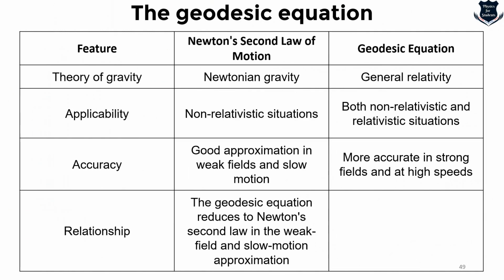Here is a nice comparison. The feature, Newton's second law and geodesic equation, you can just go through. This is Newtonian gravity, this is general relativity. It is applied in non-relativistic. It is both non-relativistic and relativistic in terms of weak field approximation. Accuracy: good approximation in weak field, more accurate in terms of high speeds.